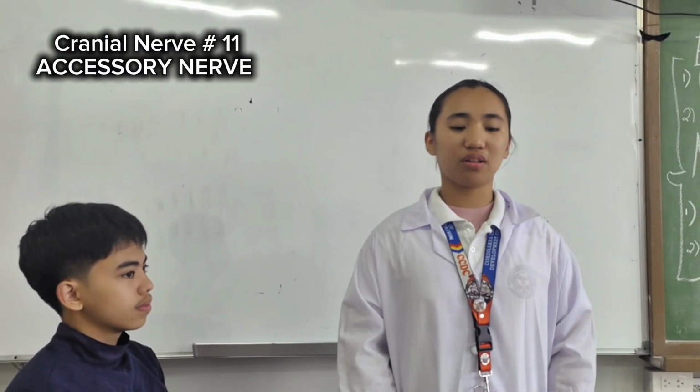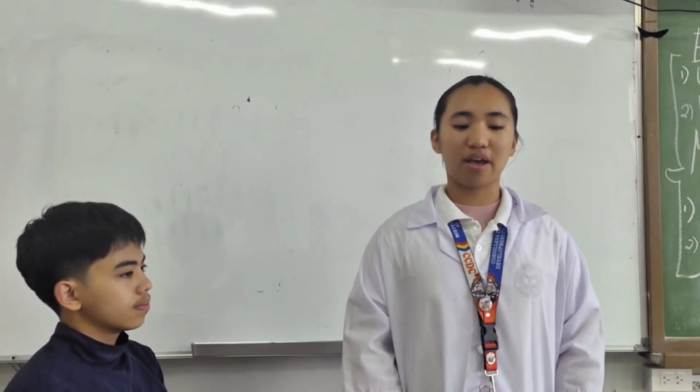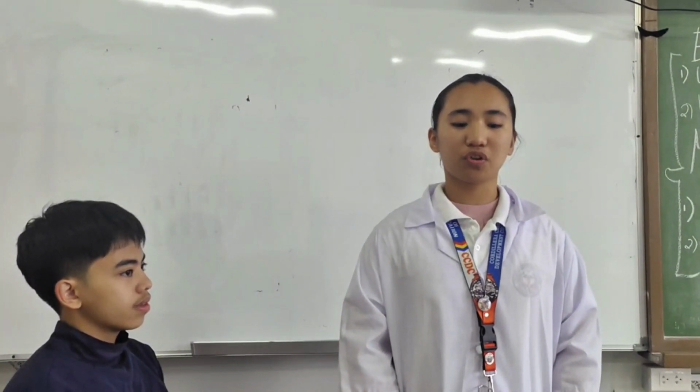We have cranial nerve number 11, the accessory nerve, which functions as motor and is responsible for controlling the shoulder shrugging muscles and head turning muscles. To test it, we check the patient's ability to shrug their shoulders against resistance and turn their head against gentle pressure.